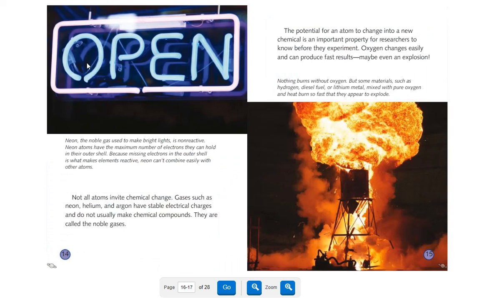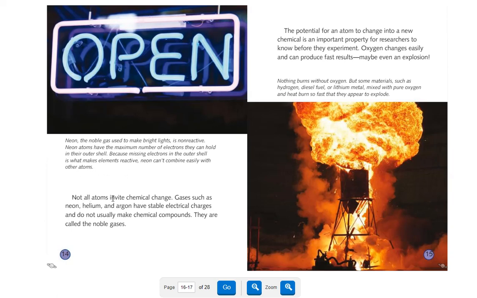So here's a neat example of a reaction we may have seen before. Neon, which is a noble gas used to make bright lights, is non-reactive. Neon atoms have the maximum number of electrons they can hold in their outer shell. Because missing electrons in the outer shell is what makes elements reactive, neon can't combine easily with other atoms.